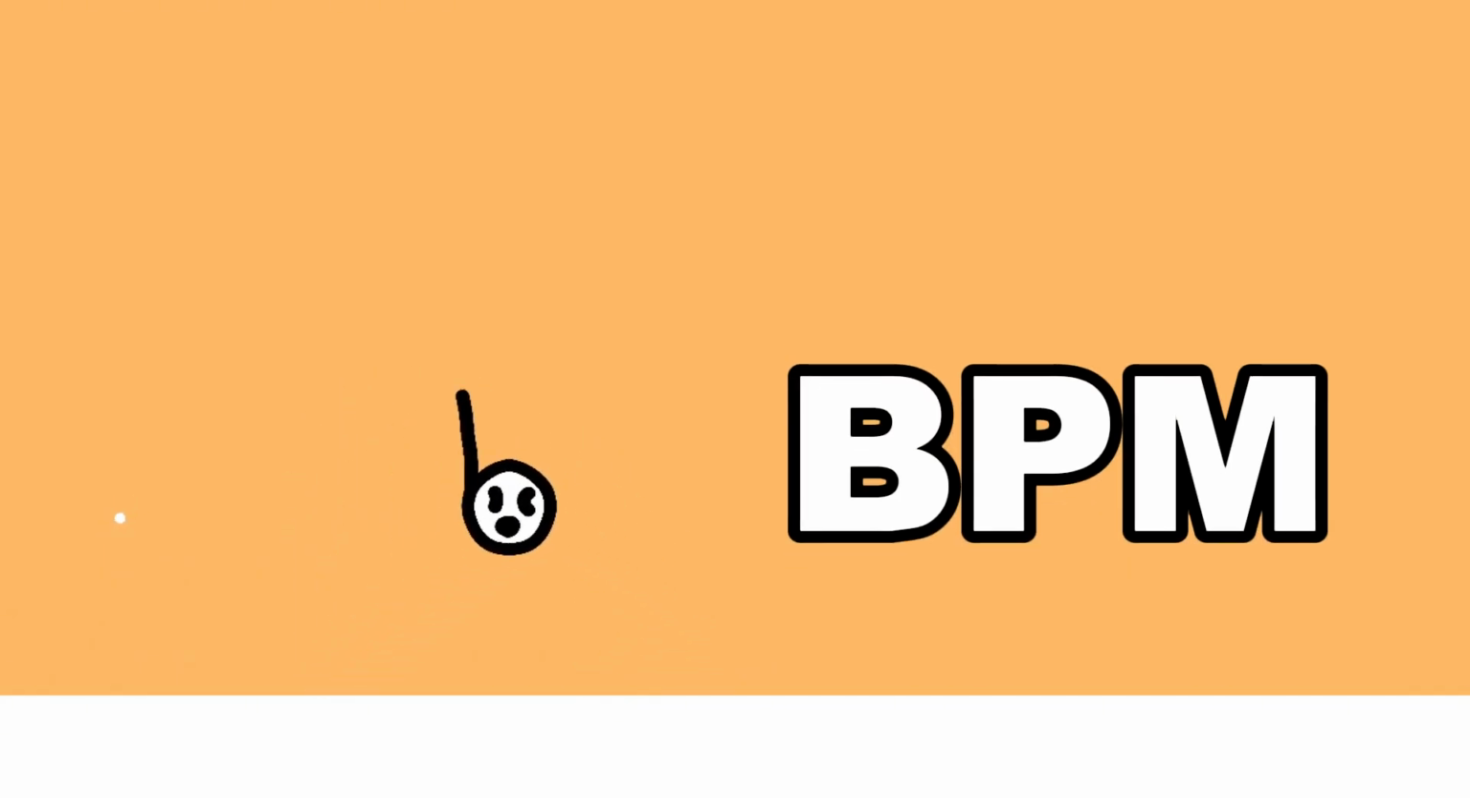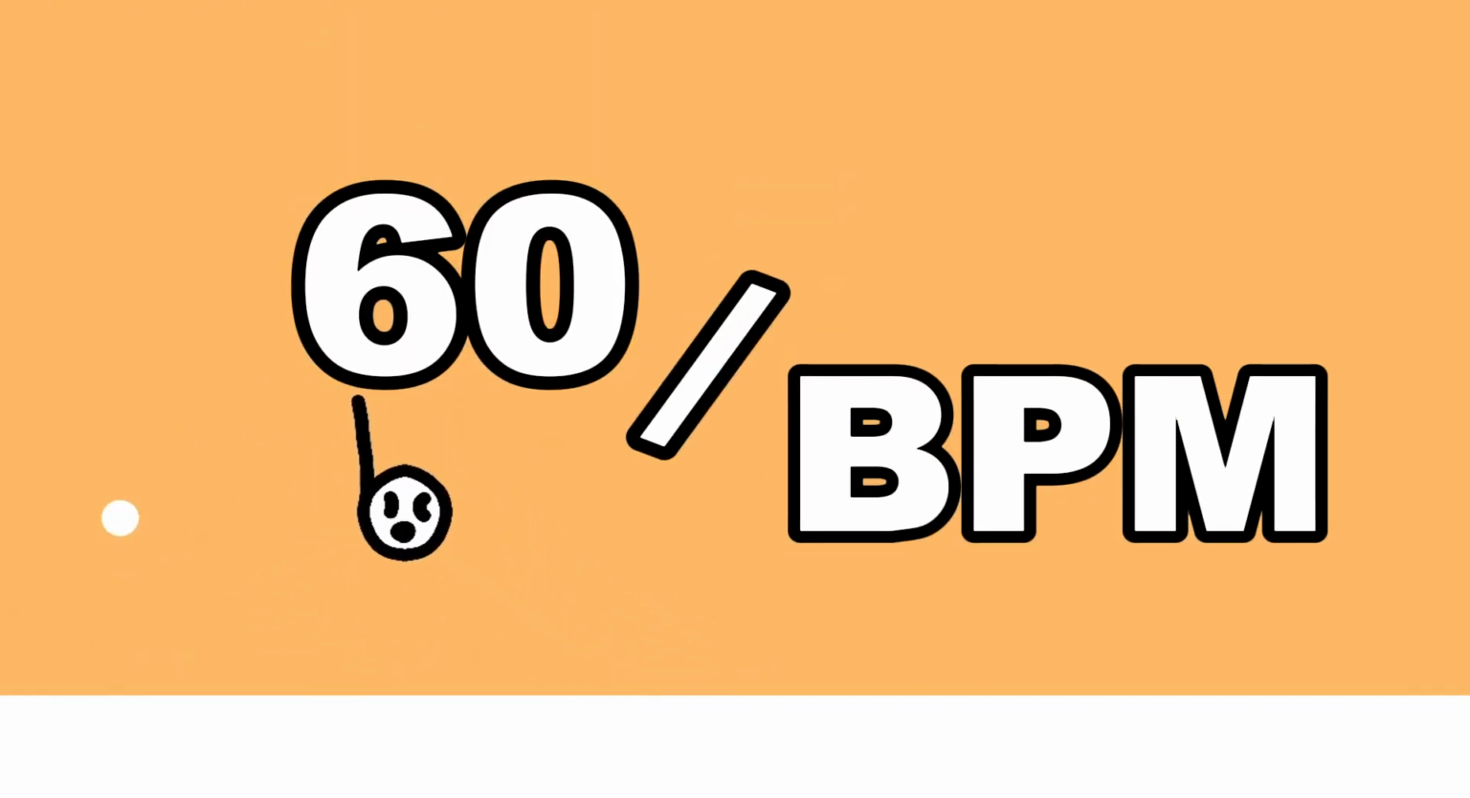Basically the way this works is I take the number of beats per minute of the song and then I divide it into 60 because there are 60 seconds in a minute. So now for every beat of the song, the circle would reset its size.